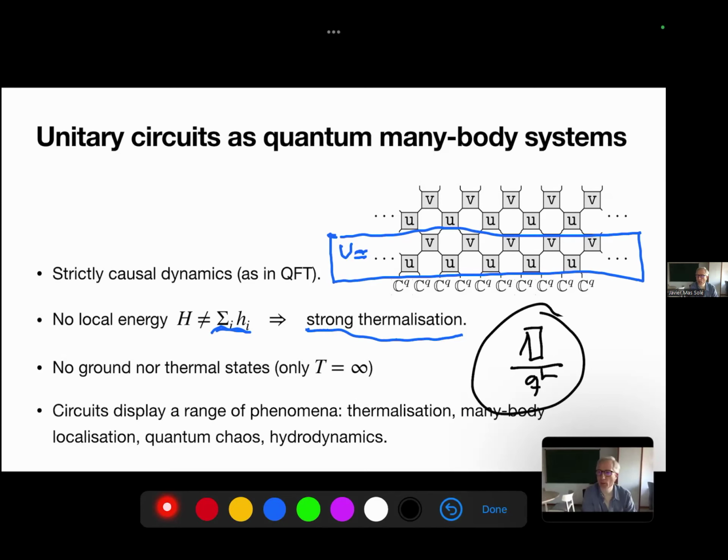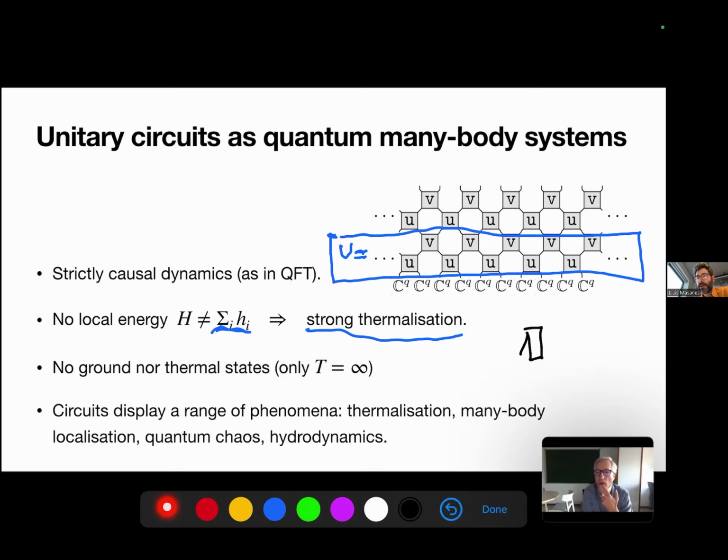Can I ask a question, Luis? Yes, please. So it's important to have two, U and V, two different? No. Basically, U could be the same as V. You could also consider systems with disorder.